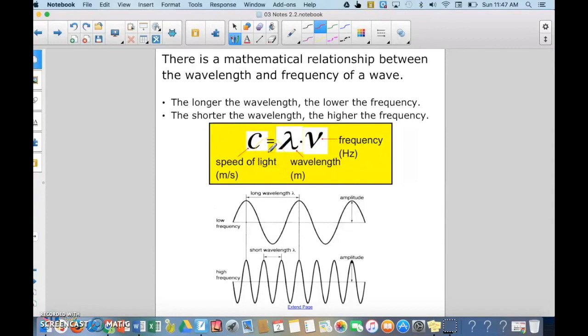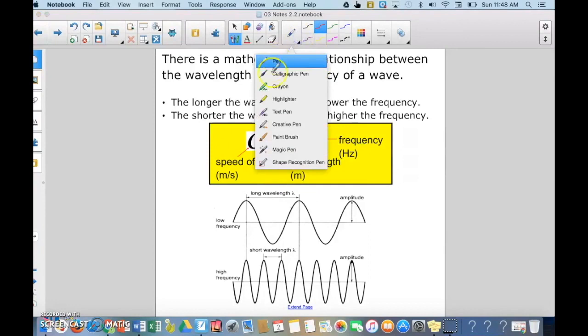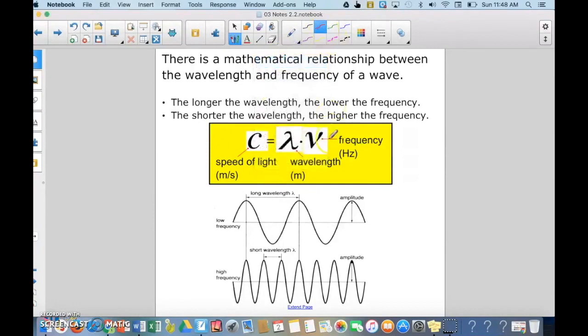What is the meaning of this? The meaning is that mathematically, the wavelength and the frequency are inversely proportional. That means, as C is a constant number that doesn't change, when the frequency is higher, the wavelength is lower. And when the wavelength is higher, the frequency will be lower. They are inversely proportional.